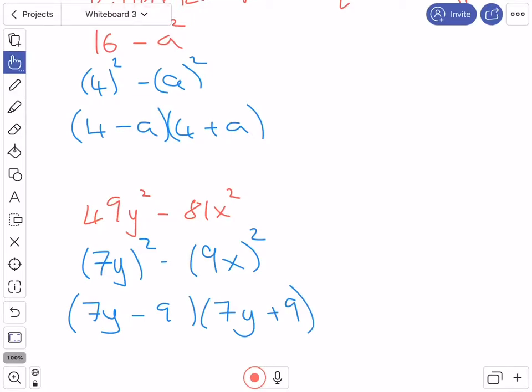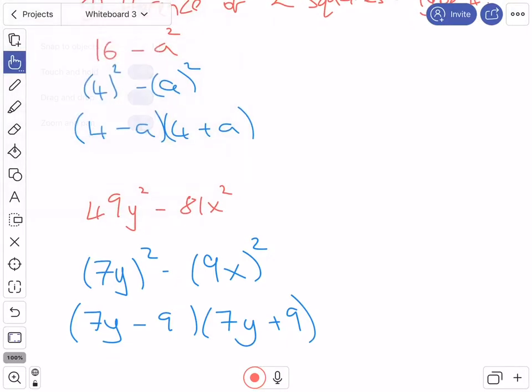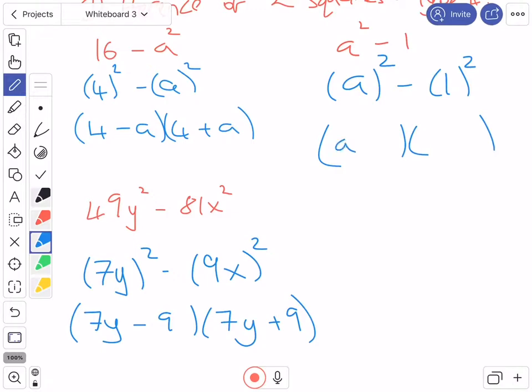Now we will take a look at one more example for this, just so that we've seen it before. Over at the side here, I'm going to write in if we had a squared minus 1. So if we had that question, same thing applies. I would keep whatever it was squared. That would be an a. The root of 1 is 1. And my answer would have been a minus 1 and a plus 1.